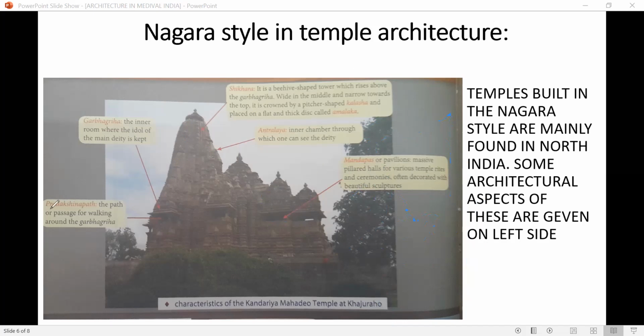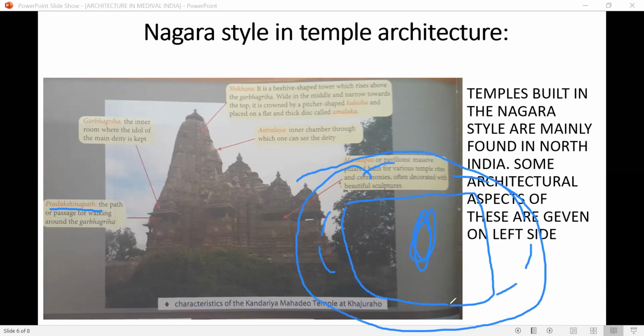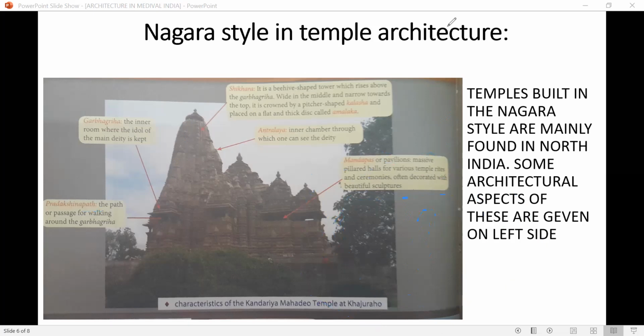Now we are going to see the Pradakshina Path. The Pradakshina Path means the path or passage for walking around the Garbhagriha. In a temple, where the sculpture of the god and goddess is kept in the Garbhagriha, a circular structure is made for people to walk around, seven times or any number of times, for prayer and worship. That is known as the Pradakshina Path. So we have discussed these things inside the temple, and we have discussed the Nagara style also.